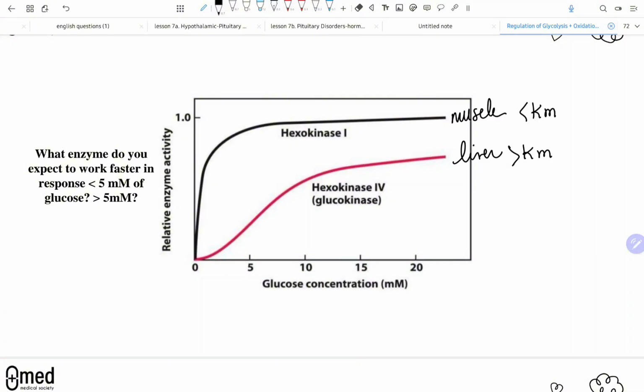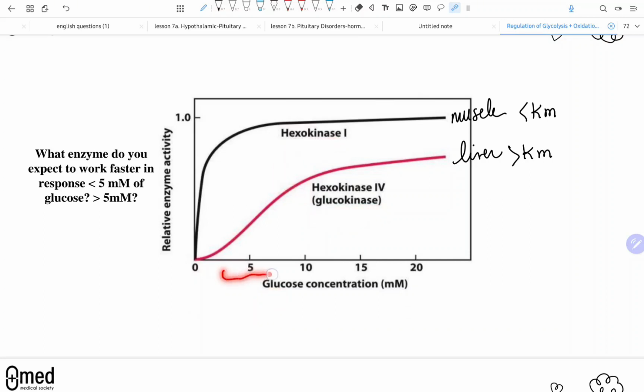Now, if you just look at this graph, you see that there is enzyme activity and glucose concentration, and you can compare these two enzymes at low levels of glucose. For example, let's say it's 2. You can see that this enzyme's activity is much higher than this enzyme's activity at 2 millimoles of glucose. This tells us that hexokinase 1, which is the enzyme related to the muscle, has higher activity than hexokinase in the liver at low glucose concentrations, right?